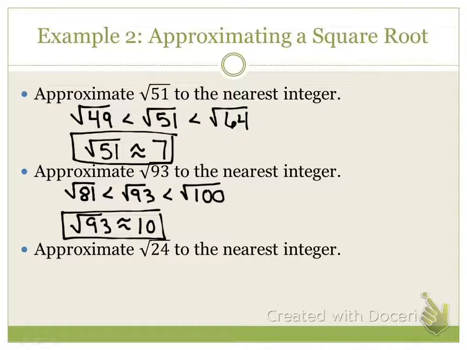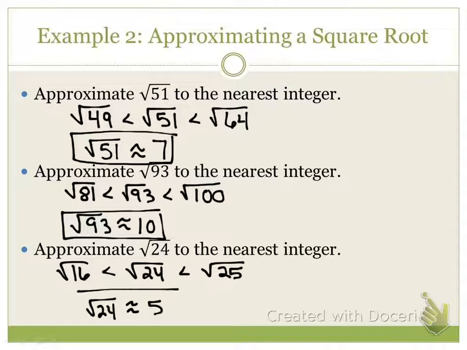Okay, good. All right, I want you to try the last one now. Find the perfect square on the low end, lower than 24, and the perfect square above 24, whichever one it's closest to, that's what we're going to approximate our answer to. So on the low end, it's going to be the square root of 16, square root of 24, square root of 25. Wow, that's like a no-brainer, right? 24 is only 1 less than 25. So I would say that the square root of 24 is approximately what? 5. All right, who got that one right? Okay, good. So that's it for example 2.